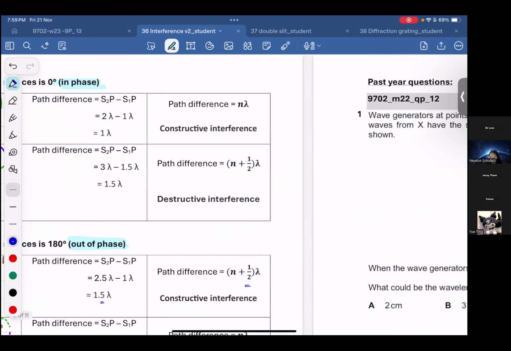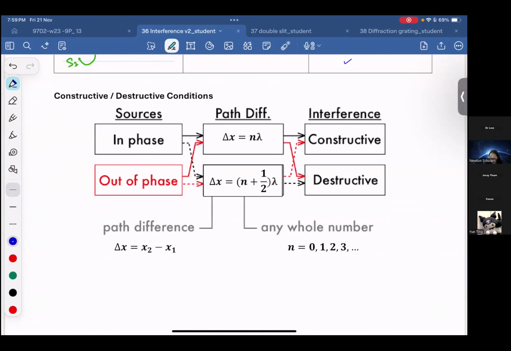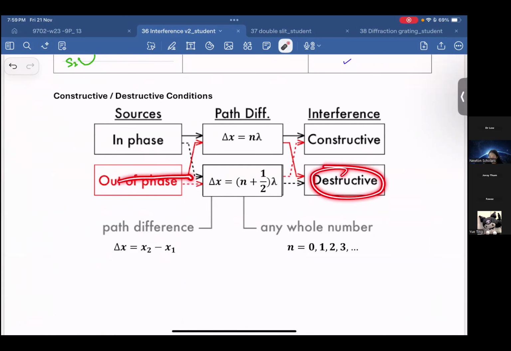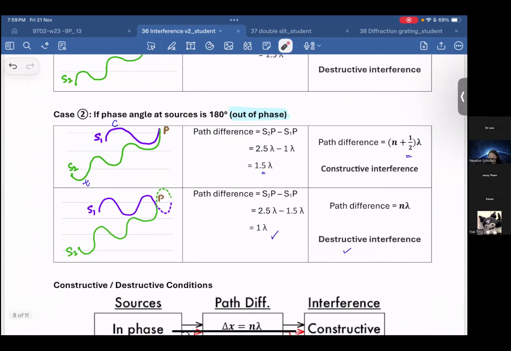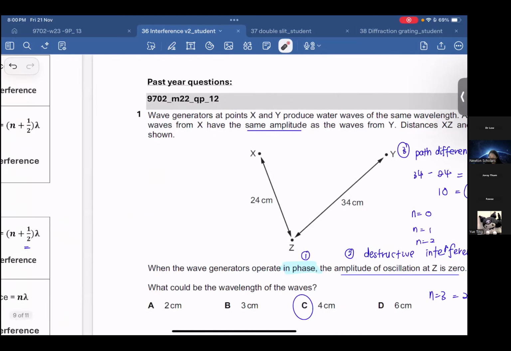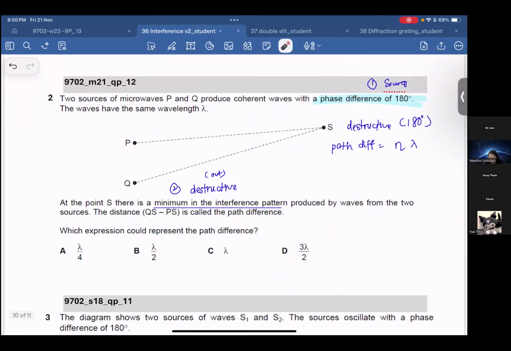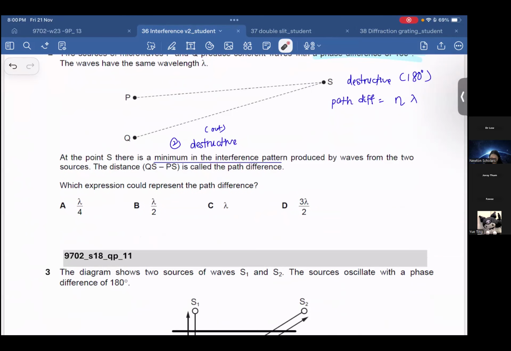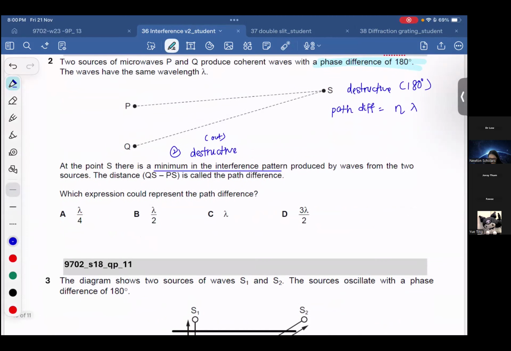Look at this. If out of phase, I want to get a destructive interference. Actually, it's a whole number. Or here, in this diagram, out of phase, I want to get a destructive interference. Actually, it is a whole number of wavelength. So here, the distance QS minus PS means that QS is the longer distance.